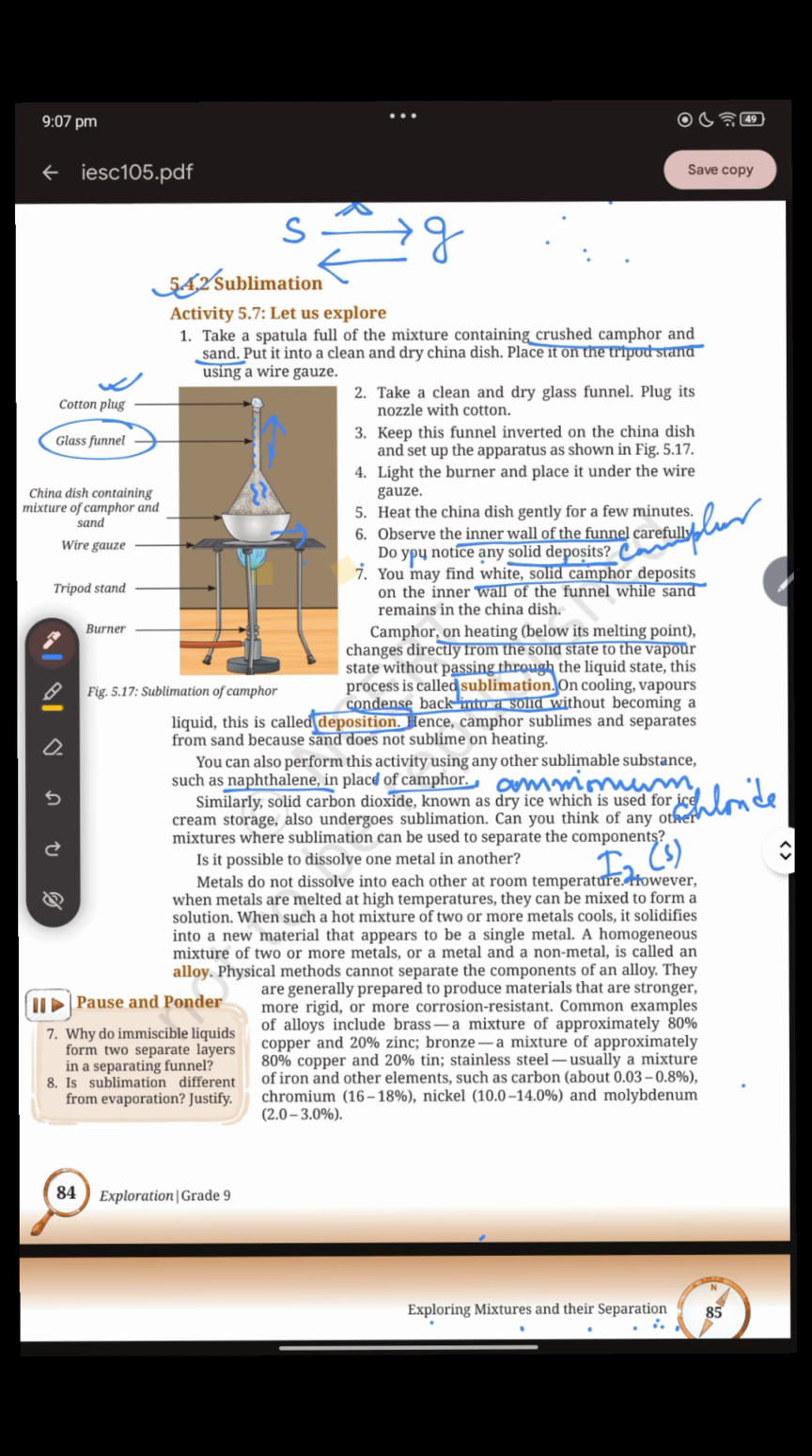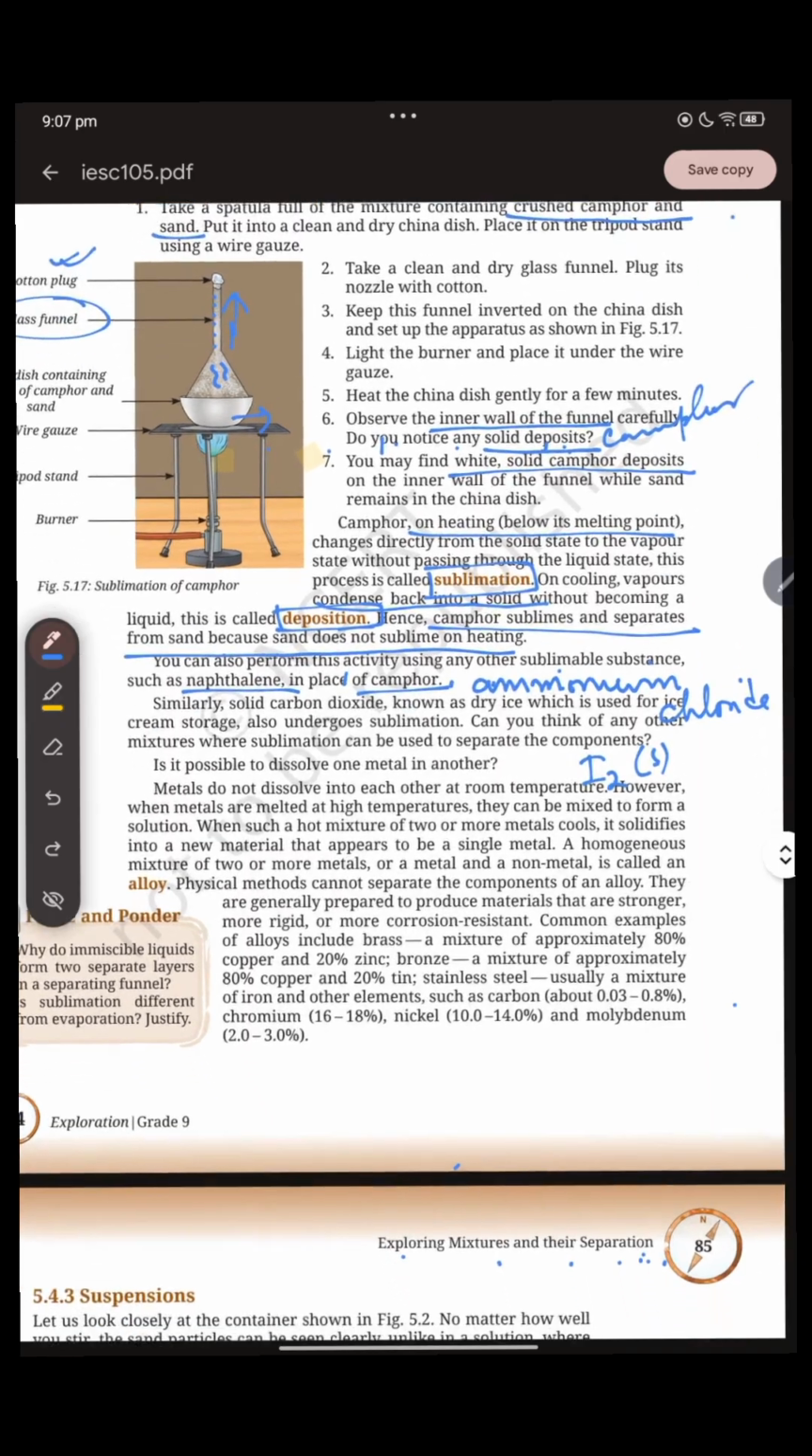So you have seen sublimation taking place, condensation also taking place, and camphor sublimes and separates from sand because sand is not a sublimable substance. So when you have camphor and sand, you have to see the properties of the solids, and when you see the properties, okay, camphor is sublimable, and so you can use this method of sublimation in order to separate camphor from sand.